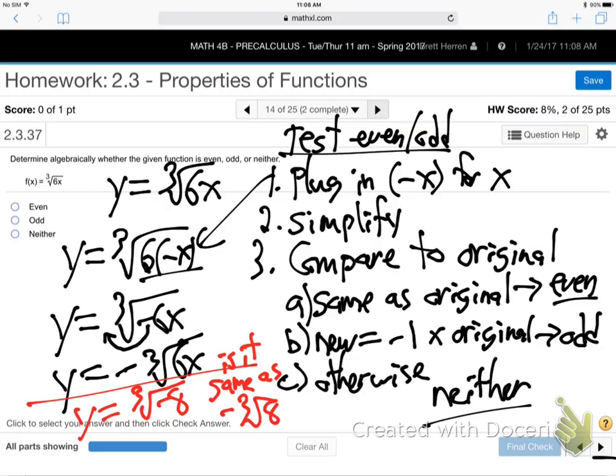So you with me? So I'm saying is having the negative, that's kind of scribbly. Can you read what I'm writing there? Having the negative inside, is that the same thing as having the negative outside? So cube root of negative 8, is that the same as negative the cube root of 8? Well, what's this one?